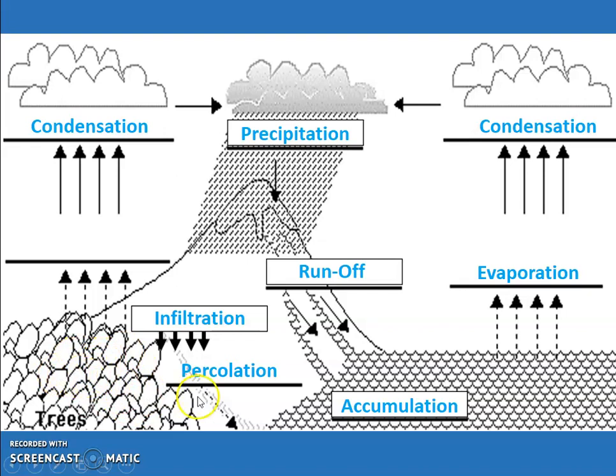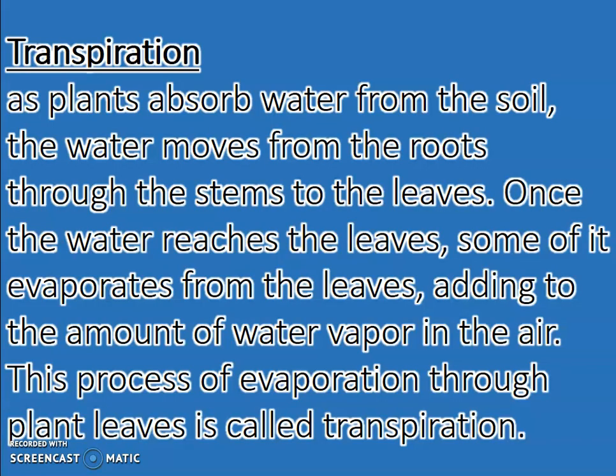Once the trees absorb the water, they go through a process, which is our final process here, called transpiration. Now, your definition for transpiration says, as plants absorb water from the soil, the water moves from the roots through the stems to the leaves. Once the water reaches the leaves, some of it evaporates from the leaves, adding to the amount of water vapor in the air. This process of evaporation through plant leaves is called transpiration. Okay, and that is it. So you should have a completed hydrologic cycle and all of your definitions to go along with it.